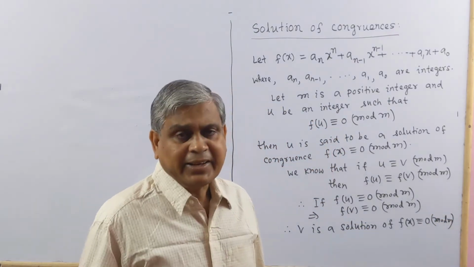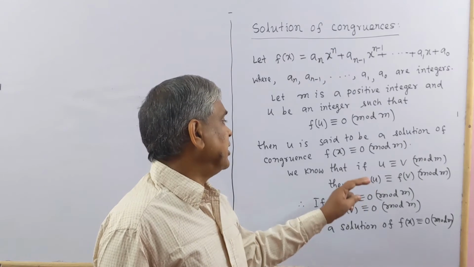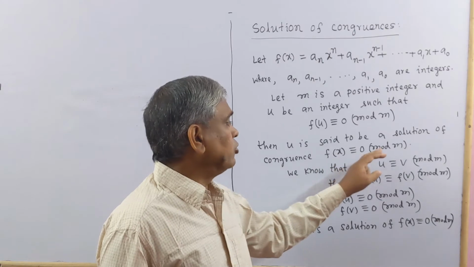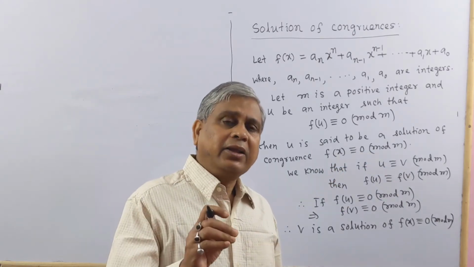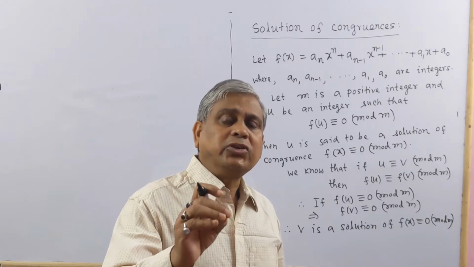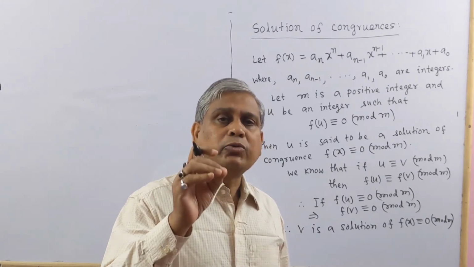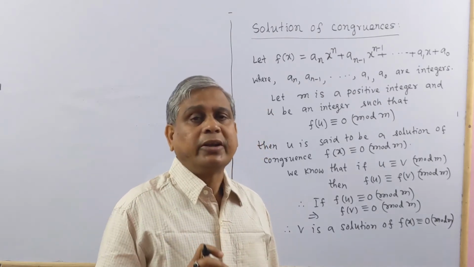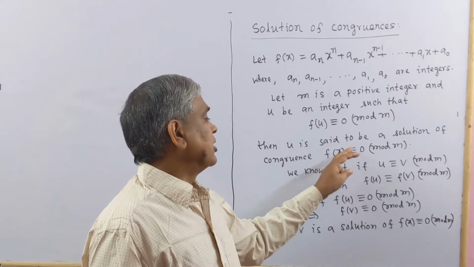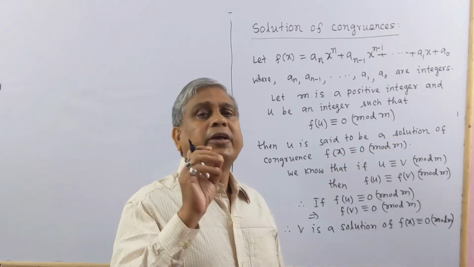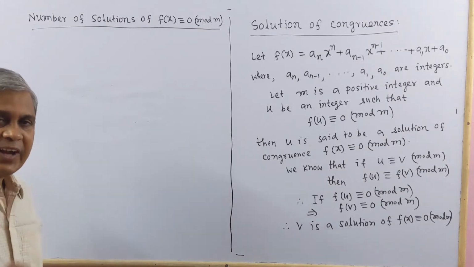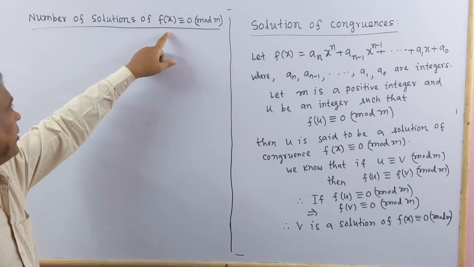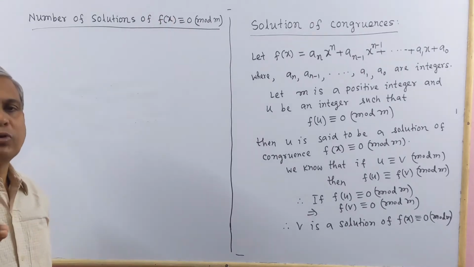Hence, we get that if u is a solution of the congruence f(x) congruent to 0 modulo m, then any integer which is congruent to u modulo m is also a solution of the congruence f(x) congruent to 0 modulo m. Now we shall define the number of solutions of the congruence f(x) congruent to 0 modulo m.